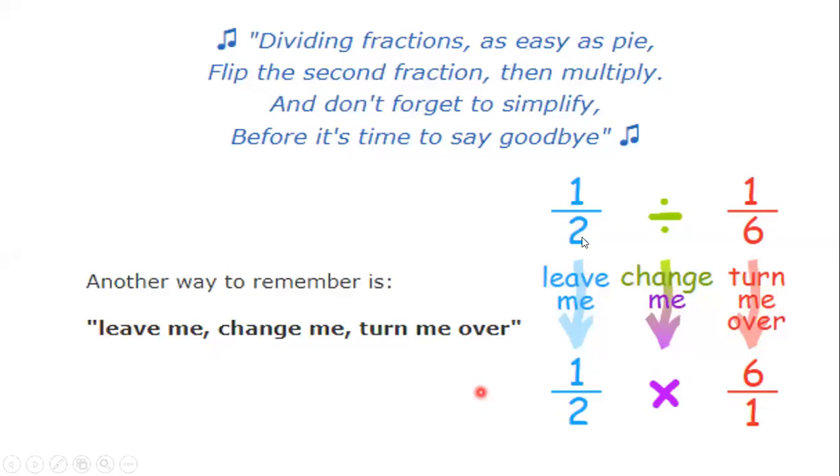What did I tell you? Suppose you have the fraction 1 by 2 divided by 1 by 6. What are you supposed to do? You are supposed to leave the first number as it is. You change the division sign into a multiplication sign, and you turn me over. Turn me over as in what will you do, beta? You will turn it, which means find the reciprocal.